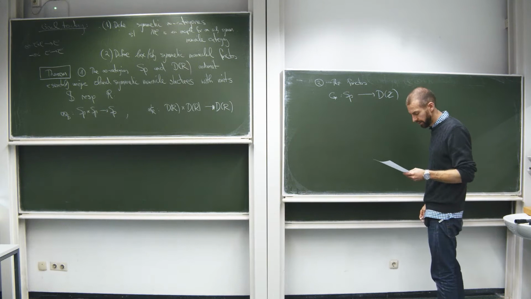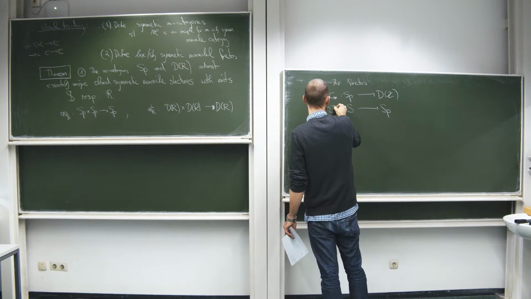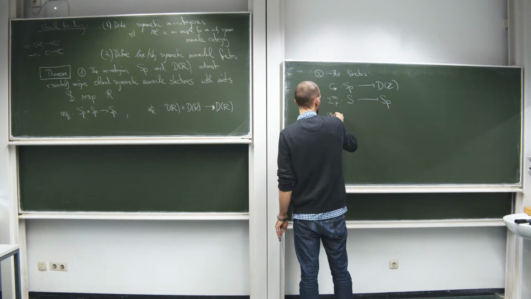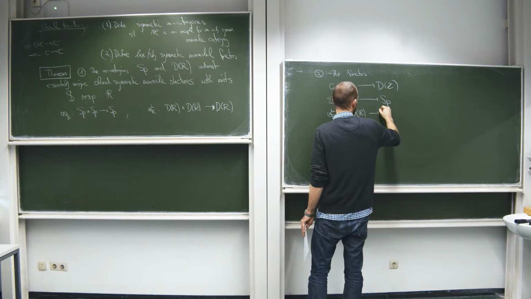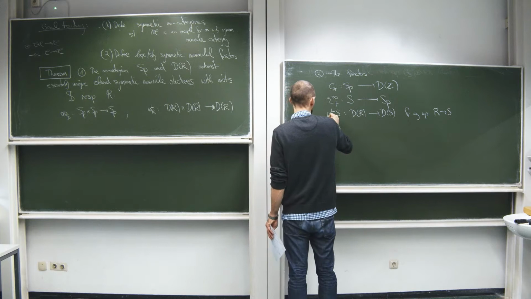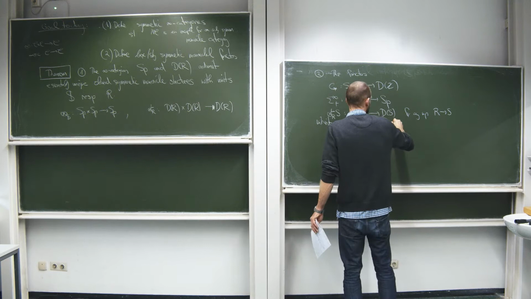And which functors do I also have? The functor from spaces into spectra, which is given by taking the suspension spectrum. I mean, you first add a base point and then take the suspension spectrum. And I also have the functor tensor over R of S, derived, which goes from D(R) to D(S) for any map R to S. So the statement is that these inherit canonical closed strong symmetric monoidal structures.